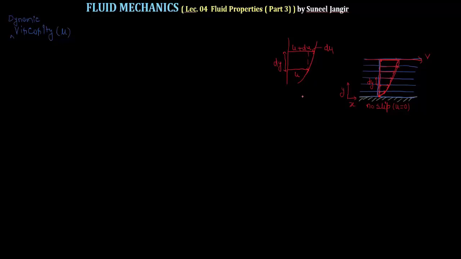So we define here a term that is termed velocity gradient, defined as the change in velocity with respect to y, that is, the change in velocity normal to the flow direction. X is the flow direction and we are going to see the change in the normal direction of the flow. So this term, du upon dy, we define as the velocity gradient.